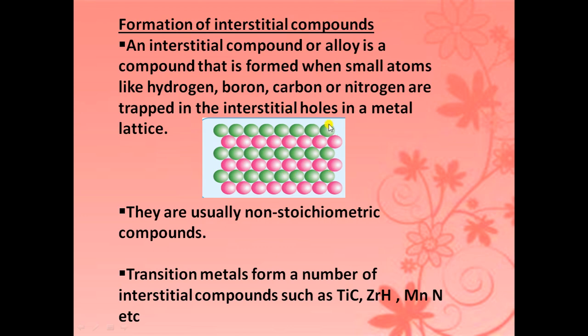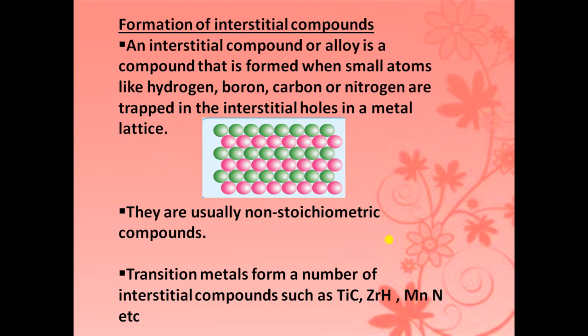So this is a crystal structure. Here the atoms are arranged, and when atoms are arranged, there are some gaps in between the atoms. Those holes or gaps we call voids. In these voids, small atoms of hydrogen, boron, carbon or nitrogen get filled, so they get trapped. This compound we call an interstitial compound. A compound formed like this is non stoichiometric in nature.